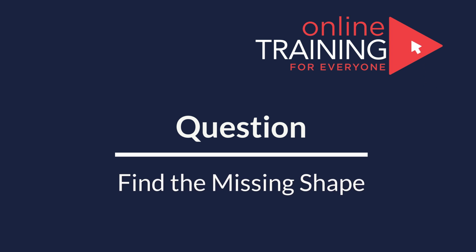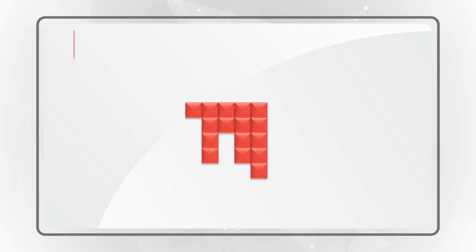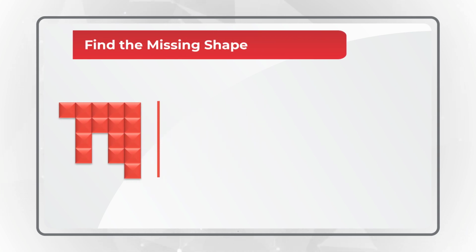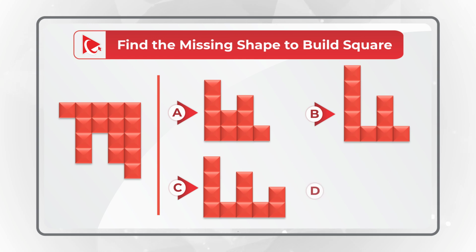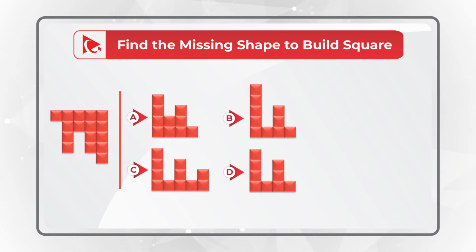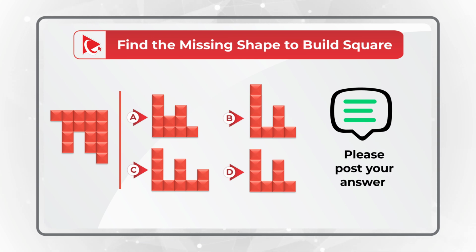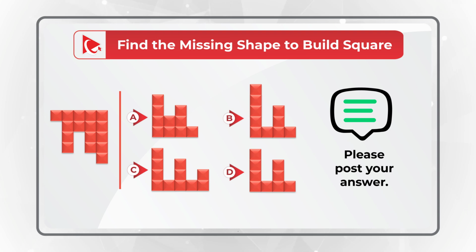And now here's a question for you to test your skills. You need to find the missing shape to build a square. You have 4 different choices: A, B, C, and D. Do you see the correct answer? Give yourself a little bit of time, and when you're ready, please make sure to post your answer in comments. This would allow me to give you my feedback. Thanks for participating and good luck.